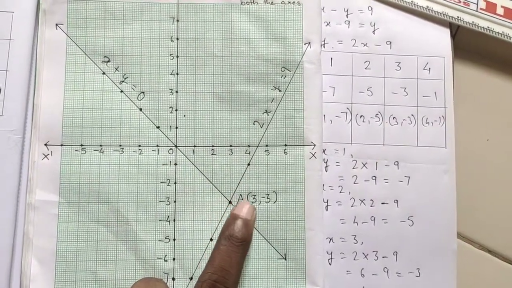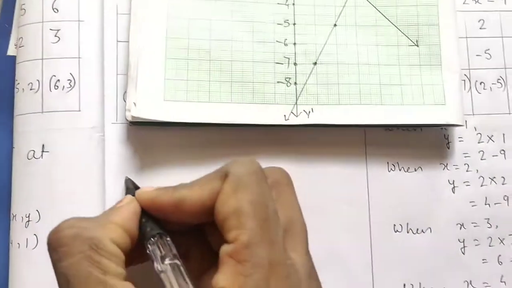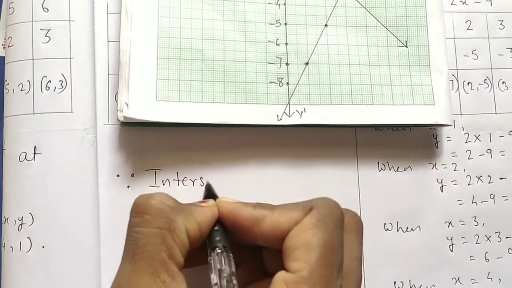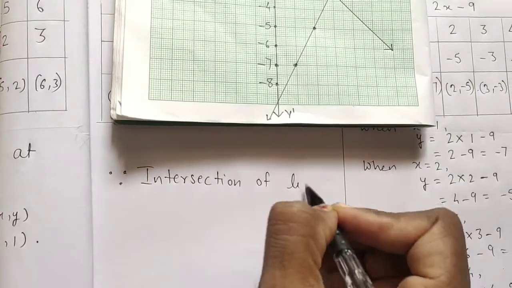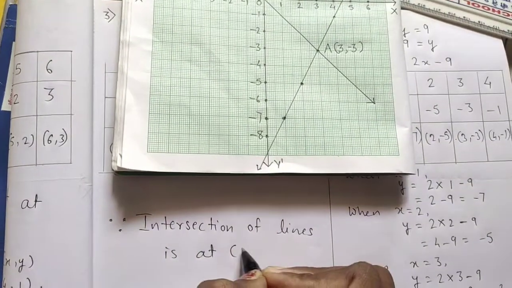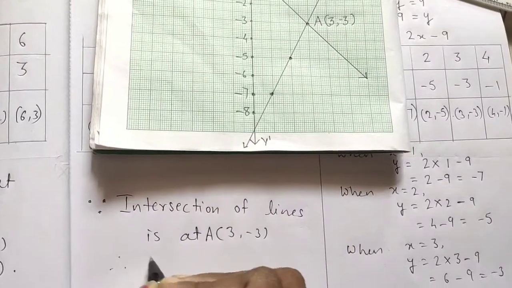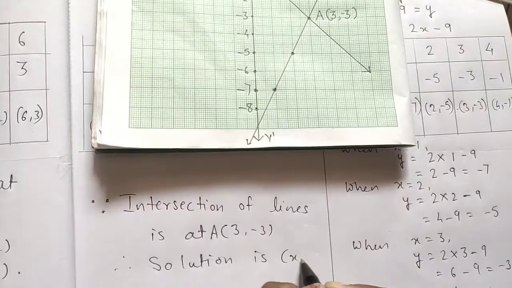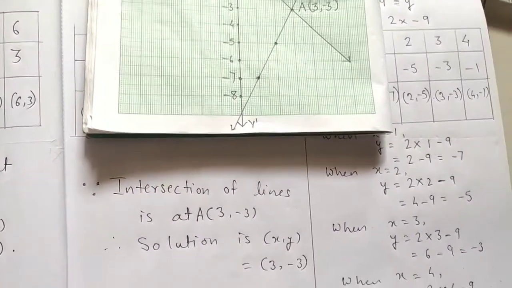Okay, so finally we will write our answer. Let me write the final answer. Since the intersection of the lines is at, what is the point? (3, -3), that is point A. So finally we can write our answer: the solution is (x, y) = (3, -3).